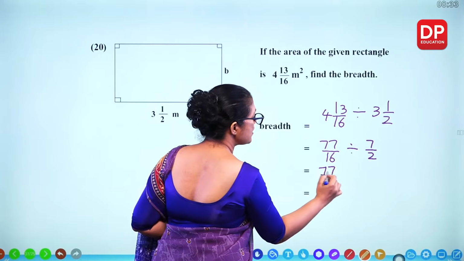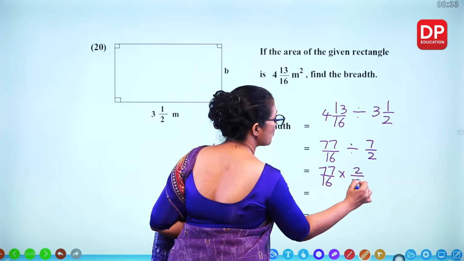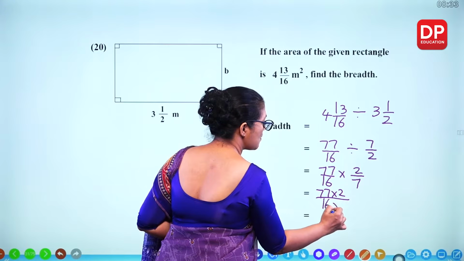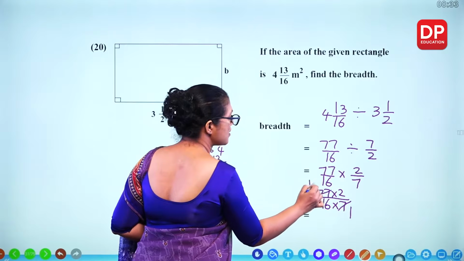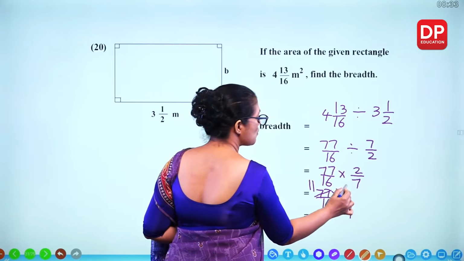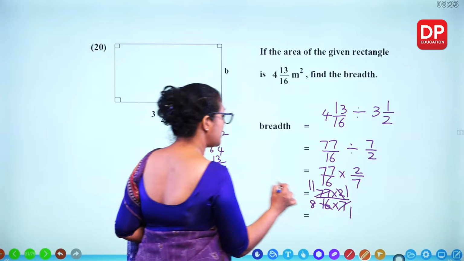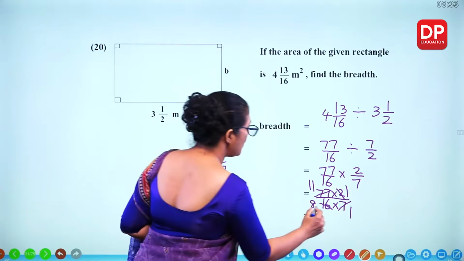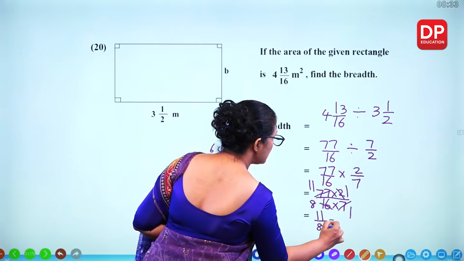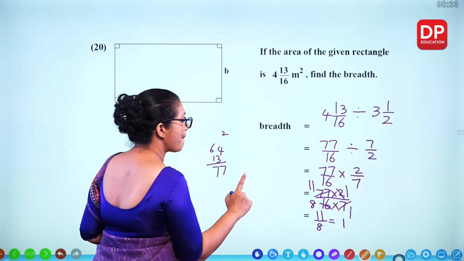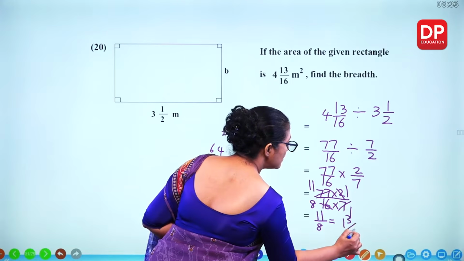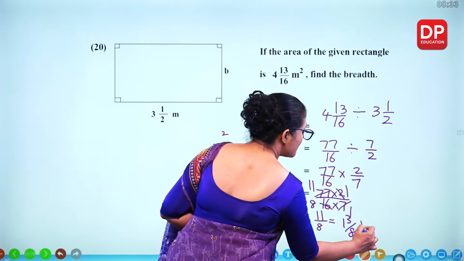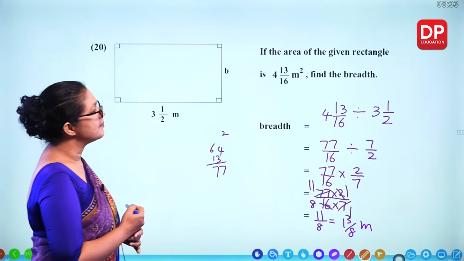Now convert to multiplication by taking its reciprocal. So 77 times 2 over 16 times 7. 7 times 11, 11. 2 times 1, 2. 2 times 8, 16. So 11 over 8 means 1 and 3 over 8. So what's the breadth? 1 and 3/8 meters.